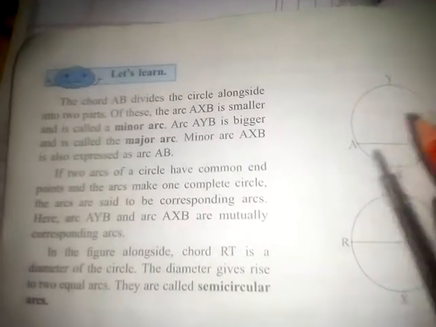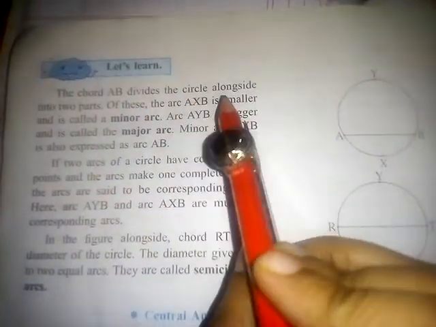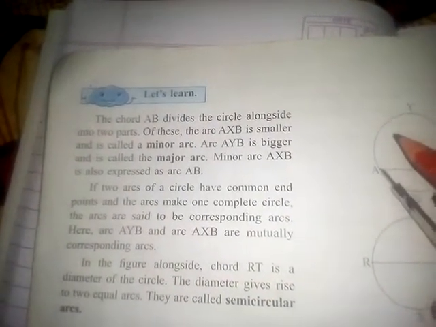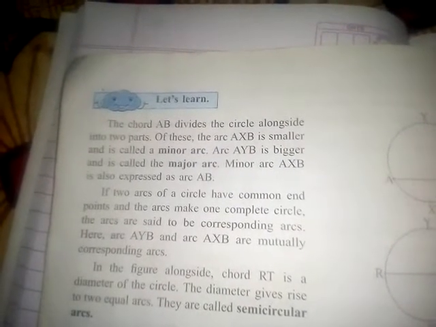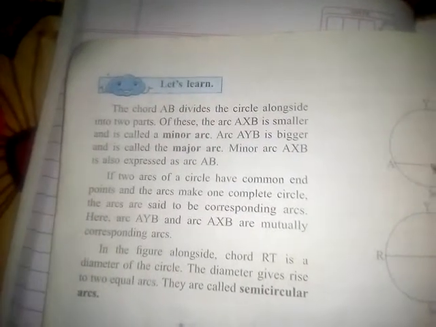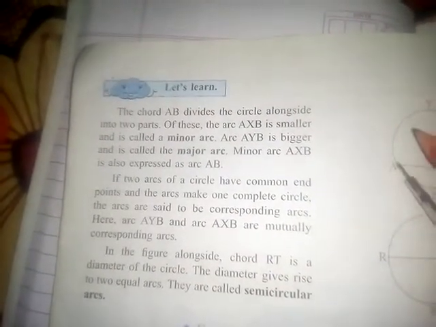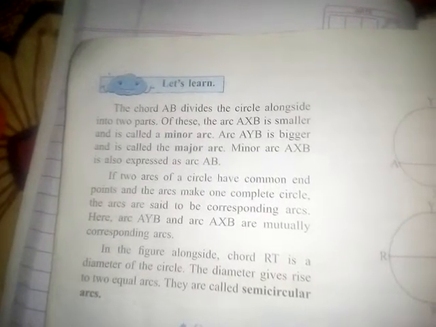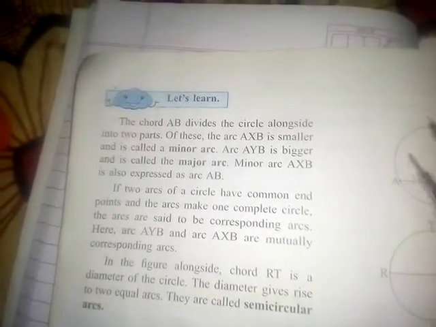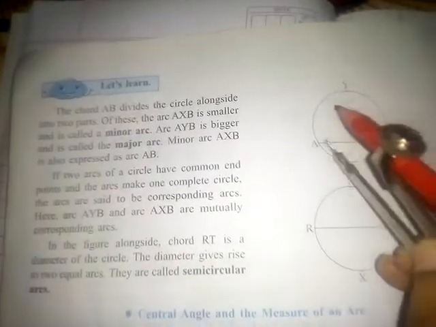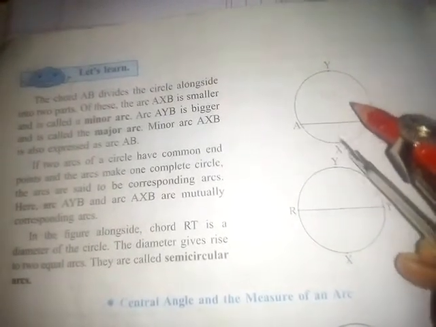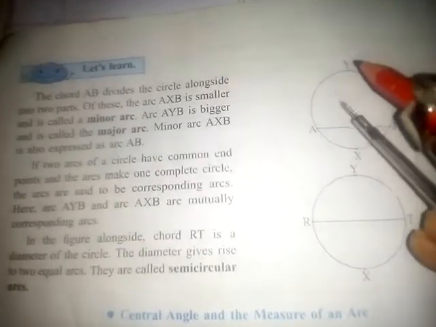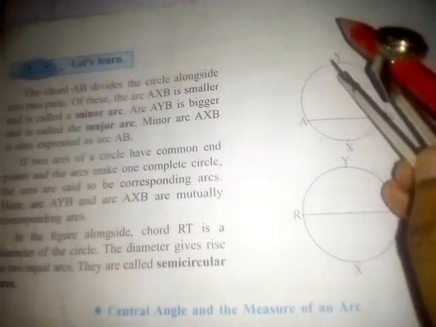Okay, now arc AYB is bigger and is called the major arc. Arc AYB, from chord AB to point Y you have a long distance. So chord AB to point Y, see here long distance is coming. So arc AYB is bigger. Arc AYB is major arc. From here to here, see long distance is getting here, and in this arc you will get short distance. Arc AXB is minor arc. Arc AYB is major arc.